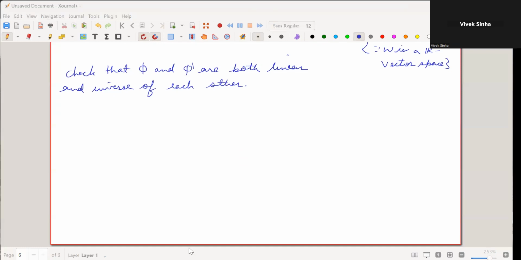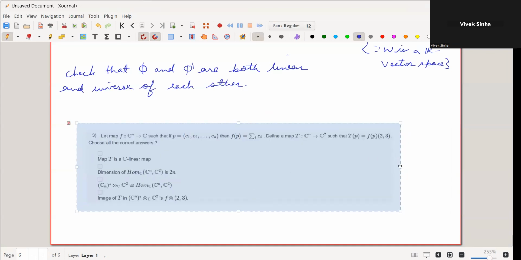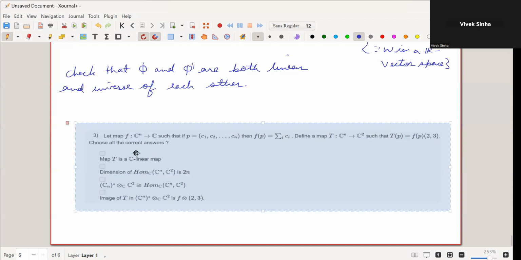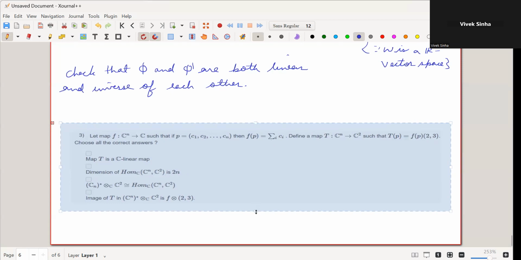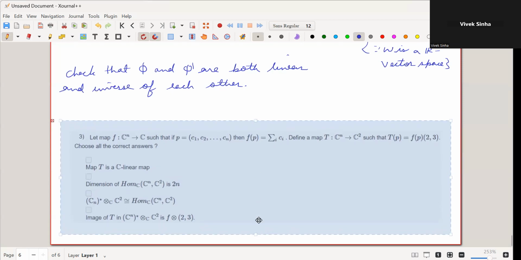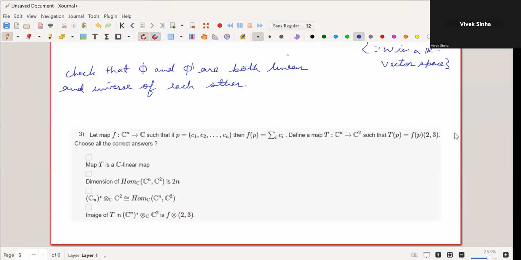The third part is, maybe I will copy the question. Next question now. It says, let the map F from C^n to C be such that if P is equal to (c1, c2, ..., cn), then F(P) is just the summation of the ci's. Then define a map T from C^n to C^2 such that T(P) is F(P).